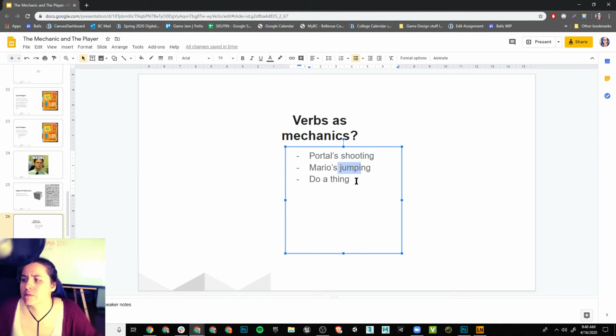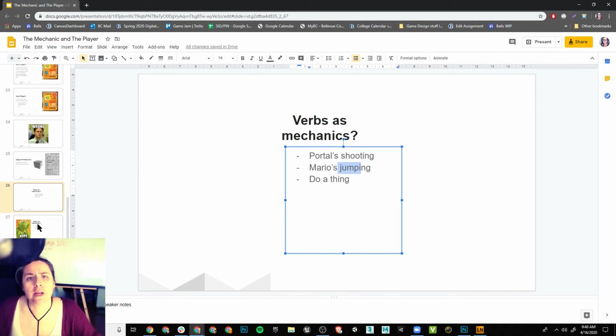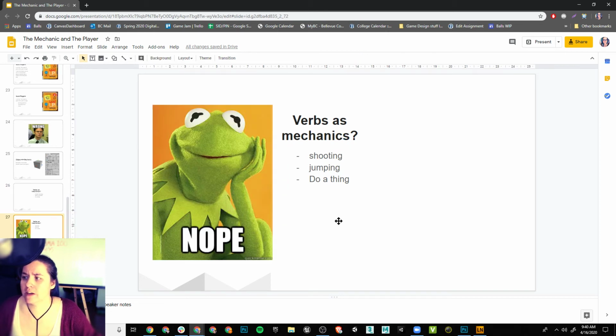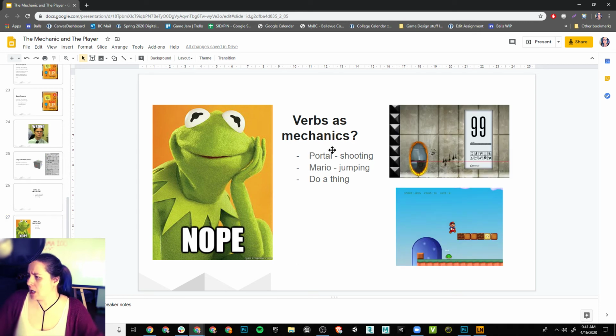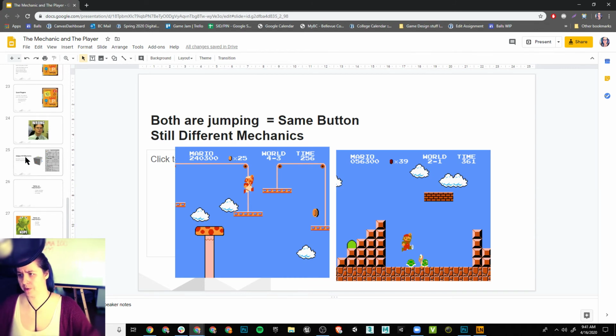Mario's jumping, or do a thing, right? I still don't agree that this alone is the definition of a mechanic. Shooting, jumping, do the thing, right? It's closer, but here's actually why I don't agree with this. For example, let's talk about Super Mario Brothers for just a second. This shot shows Mario jumping on a platform, and it's actually kind of a fun platform because it moves and stuff. And also jumping on an enemy.